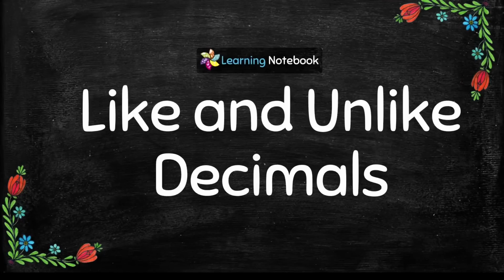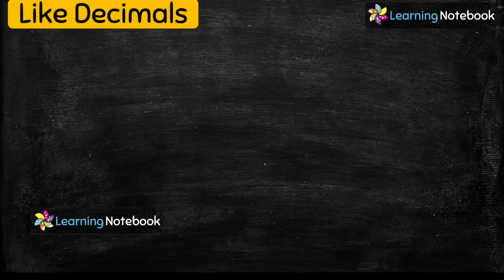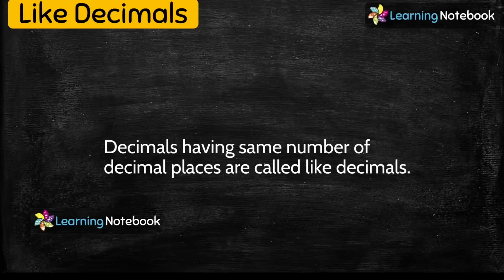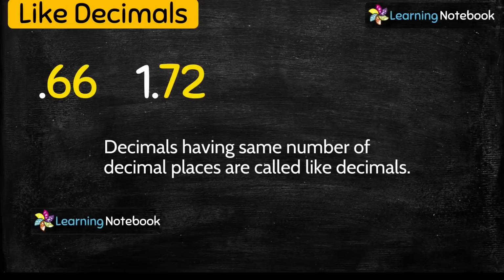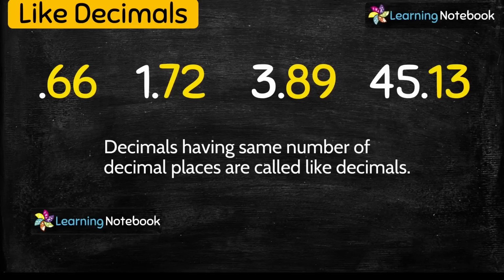Now let's understand a very important topic, like and unlike decimals. So what are like decimals? Decimals having same number of decimal places are called like decimals. Students, have a look at these 4 decimal numbers. All these decimal numbers have same number of decimal places. So these decimal numbers are like decimals.